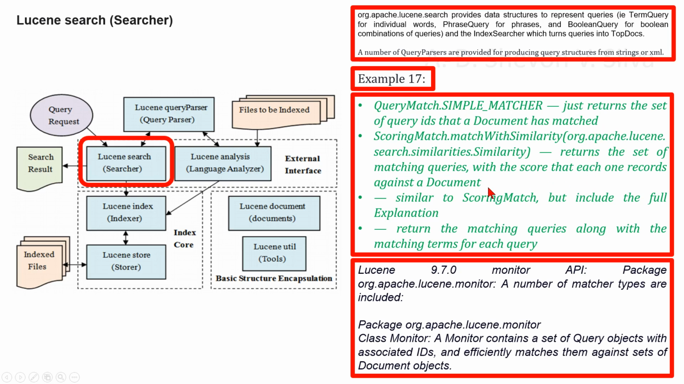Scoring match, with similarity from lucene.search.similarities, returns a set of matching queries with the scores that each one records against the document. Similar to scoring match but including full explanation, it returns the matching queries along with the matching terms of each query. Matchers can be wrapped in partition matcher or parallel matcher to increase performance in low concurrency systems.